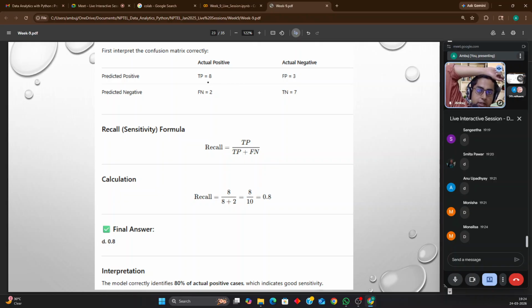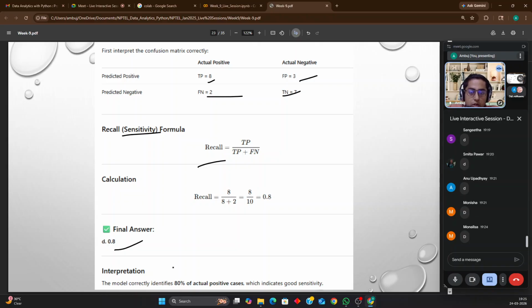This one term will be true positive, false negative, true negative. Recall is sensitivity only. It is true positive divided by true positive plus false negative. Okay. So it will be 8 divided by 8 plus 2. 8 divided by 8 plus 2 is 8 over 10. 8 over 10 is 0.8. Final answer is 0.8.